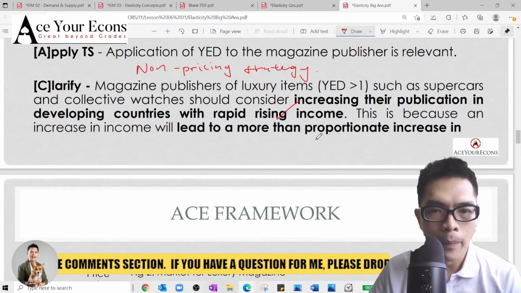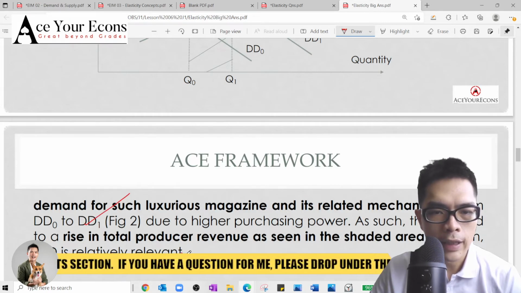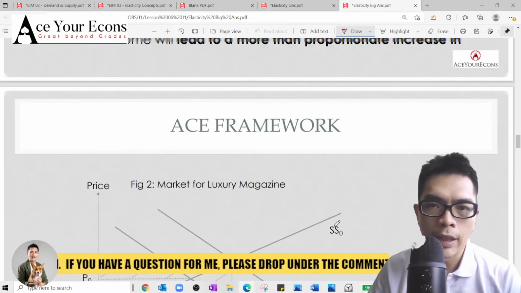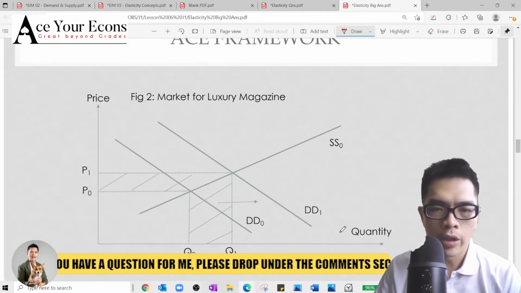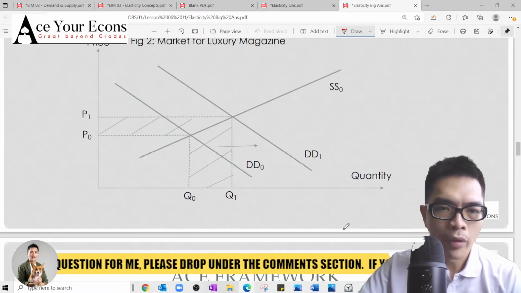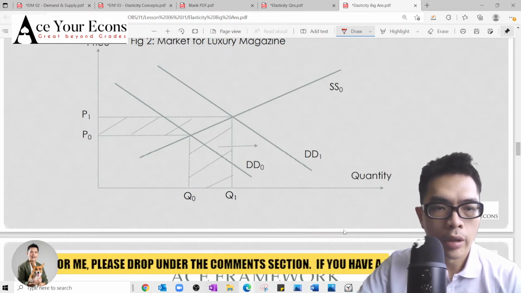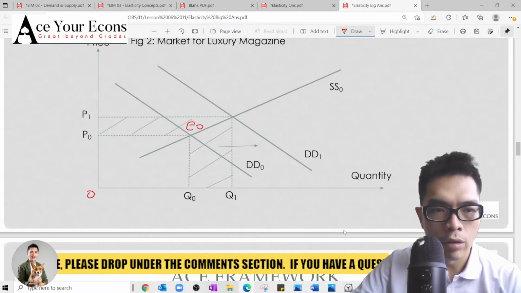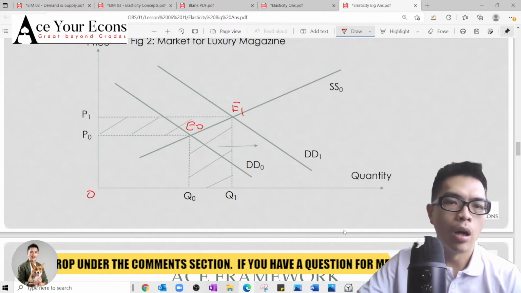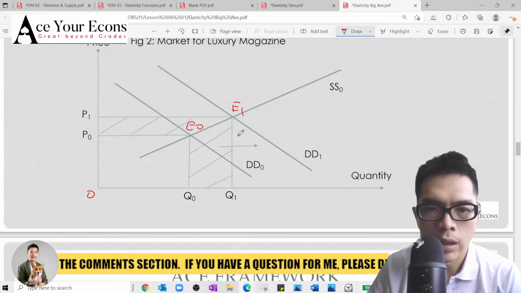So this will lead to a more than proportional increase in your demand curve, and you can see there's a gain in your producer revenue. So key concepts that are tested here: number one, non-pricing strategy, and number two, effects on the demand and total revenue curve, and the area of your total revenue. Okay, so you can either use the 4 points E0, P0, Q0 to E1, P1, Q1, or you can use the shaded area. This is if you understand what you are drawing.